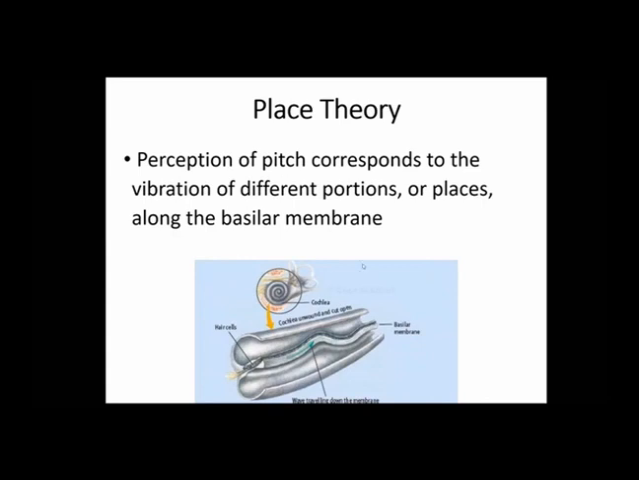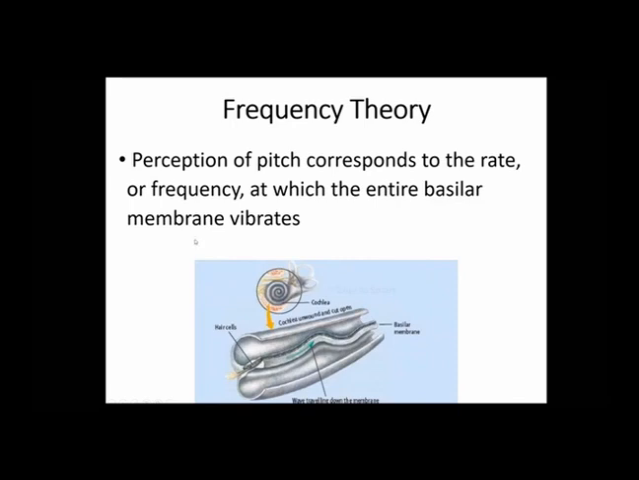So the location, the distance along the basilar membrane that's vibrating, is responsible for our perception of what pitch we're hearing. Now, our next theory is similar but a little bit different, and this is frequency theory. So it doesn't so much care about the place, but it's saying that our perception of pitch corresponds to the rate or the frequency at which the whole membrane is vibrating. So how quickly is that membrane vibrating? The idea of cycles per second comes back to mind. So if the whole membrane is vibrating very, very quickly, then we're probably hearing higher pitch sounds.